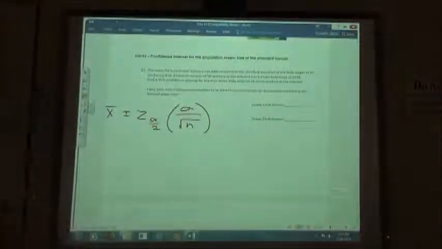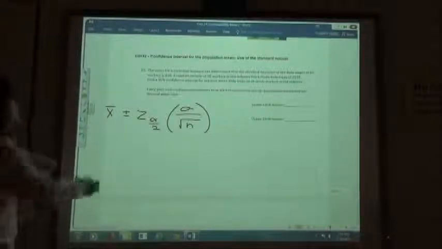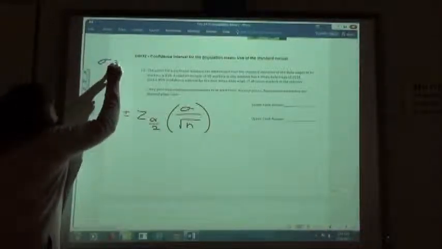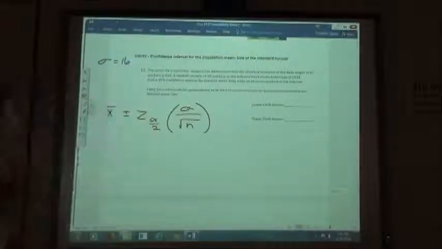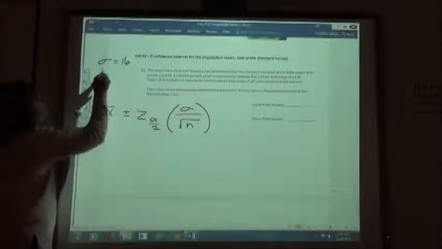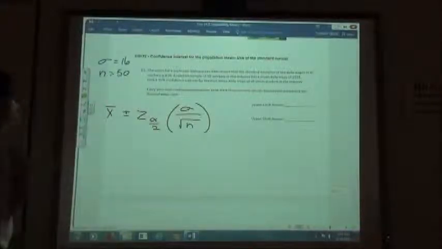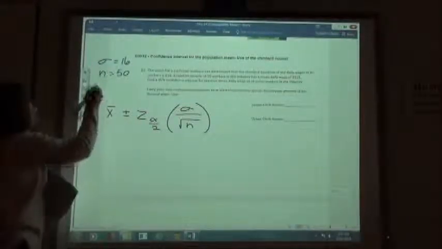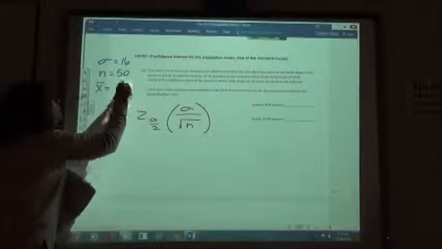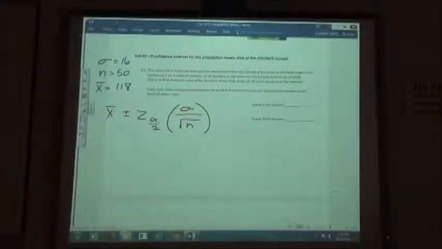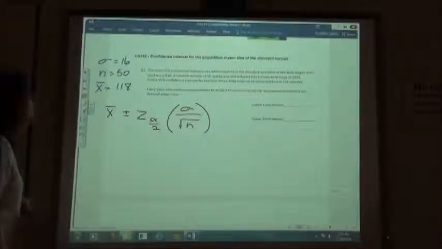So, the union for a particular industry has determined the standard deviation of its daily wages of its workers is $16. My standard deviation is that symbol there, and it's 16. A random sample of 50 workers, that would be my N value, how many people I surveyed, has a mean daily wage of $118. So my X bar is 118. Find the 95% confidence interval for the true mean daily wage of all union workers.